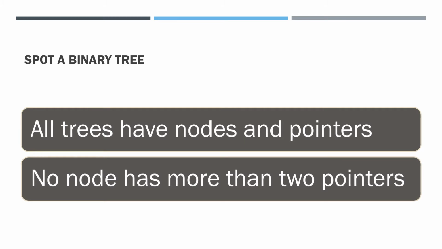Don't call things binary trees unless you're certain they are binary trees. They do use other types of tree in the exam, and sometimes I think they try and trick you or trip you up. So have a careful look at a tree and only call it a binary tree if no node has more than 2 pointers. If even one of the nodes has got 3 pointers coming off it, then it's not a binary tree.